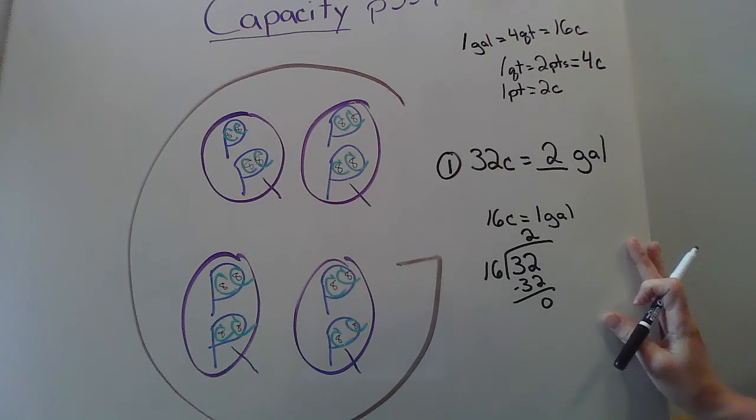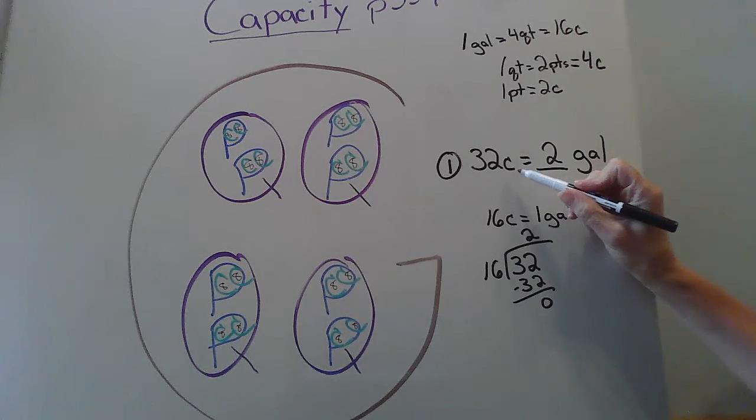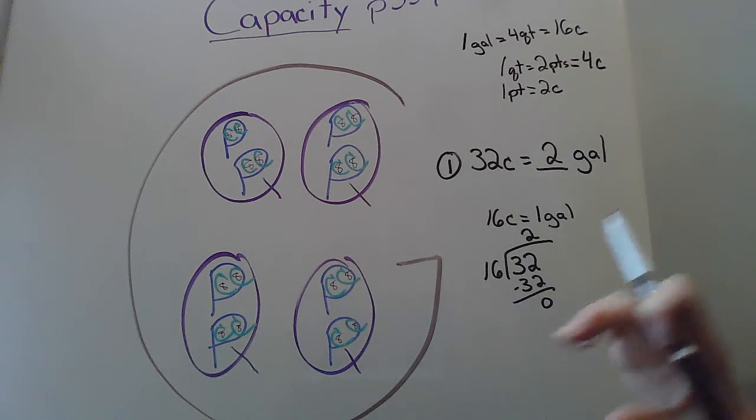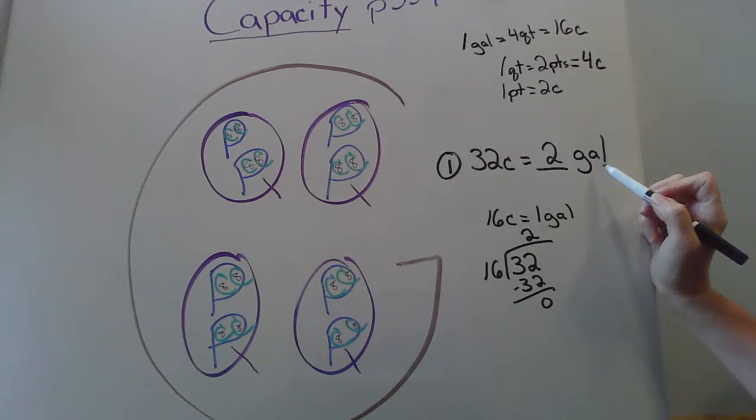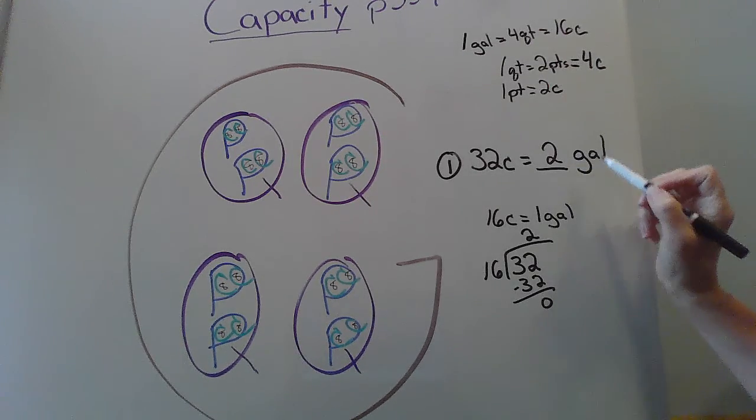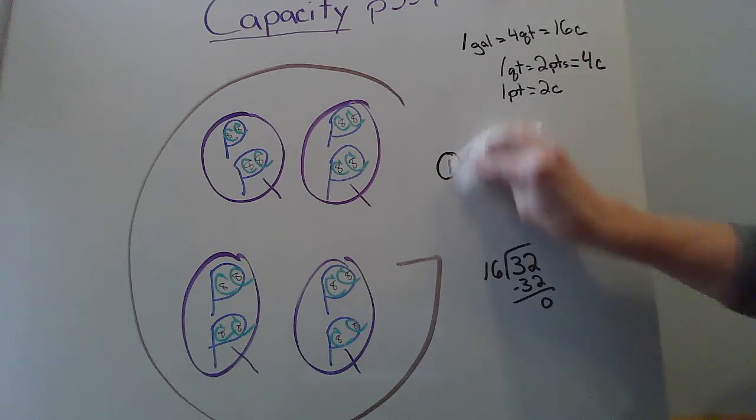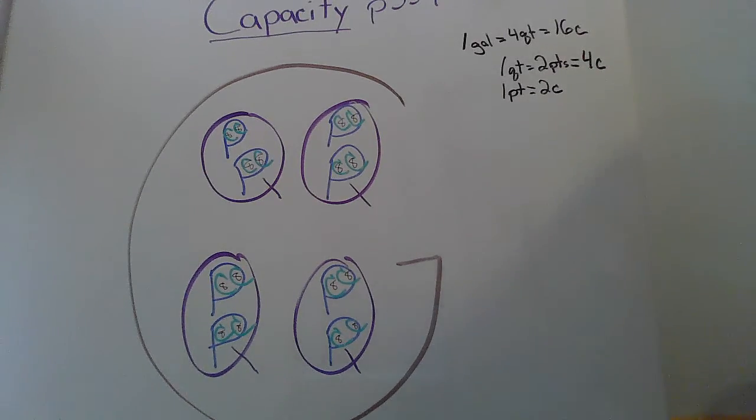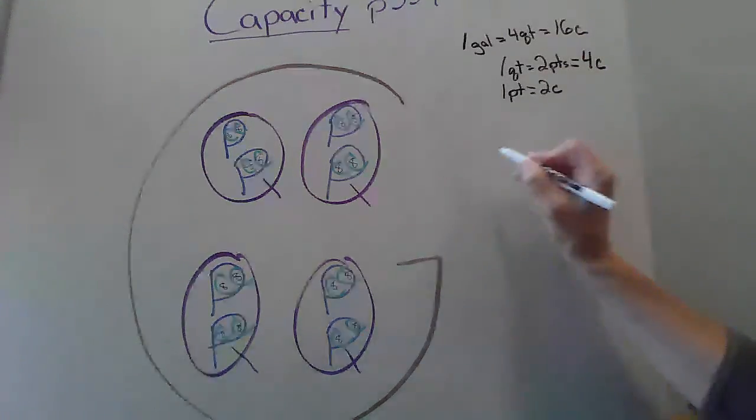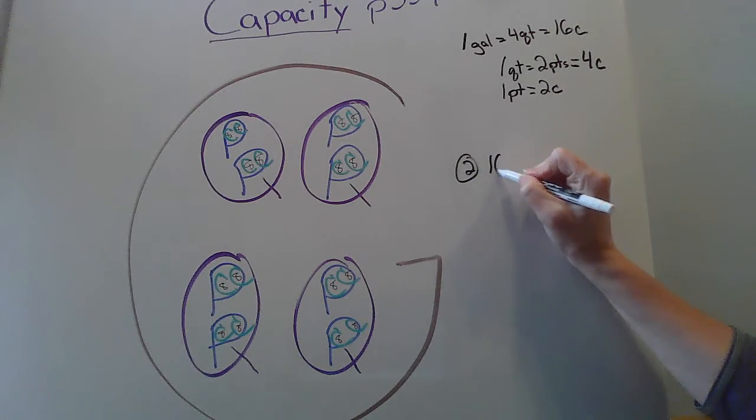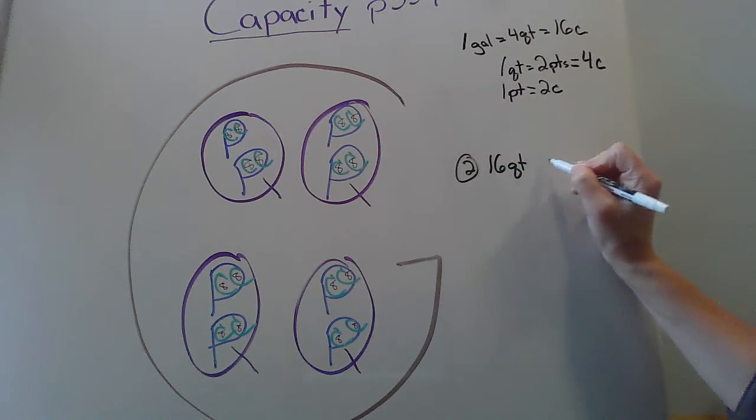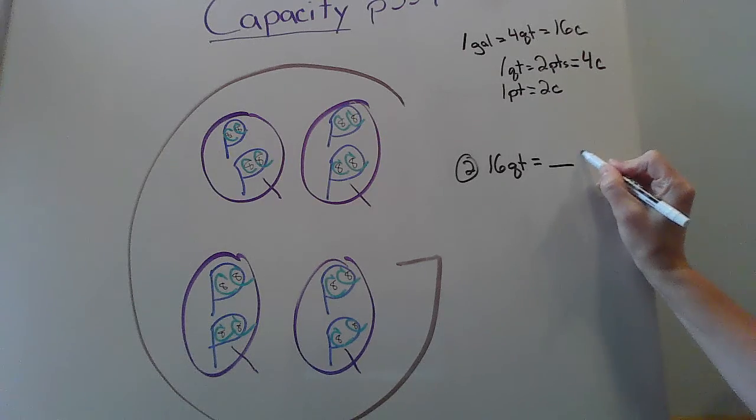So when you're working on these, think about we're going from cups, which is a really small measurement, and going into gallons of milk, something large. So we're going to need less of them. That is why we divide for number 1. Let's look at number 2. Number 2 is asking us to change 16 quarts into how many cups?